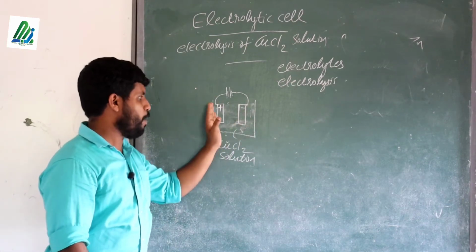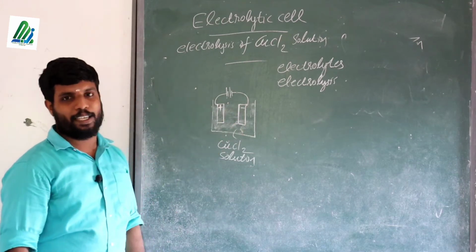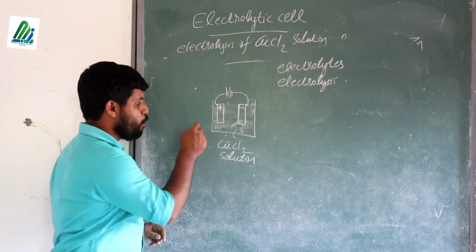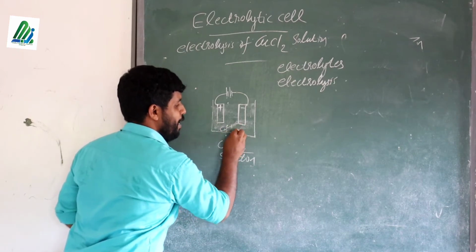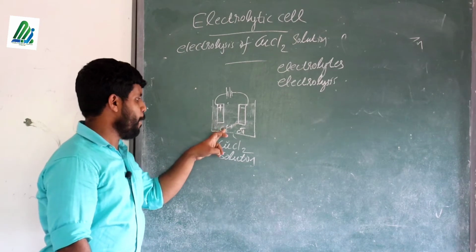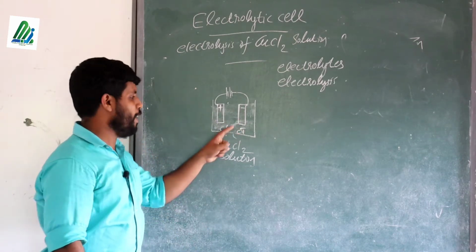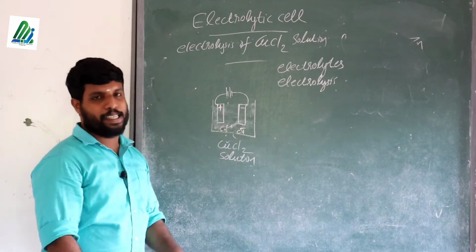They are carbon or graphite electrodes, and the positive terminal and negative terminal are connected. The solution contains a number of Cu2+ ions and Cl- ions.